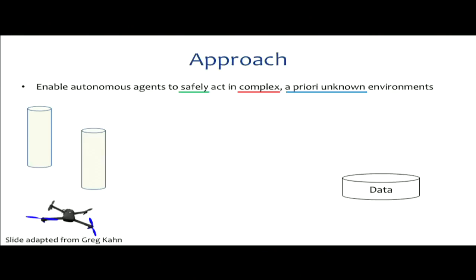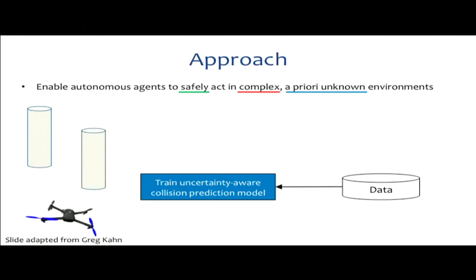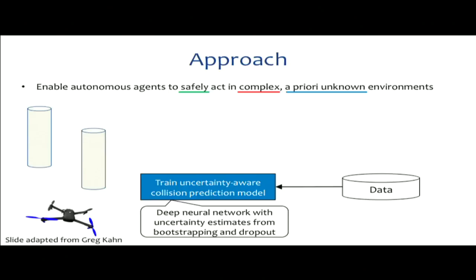So the way that this works is they have some data that was collected by the agent, and using that data, we're going to train an uncertainty-aware collision prediction model. So we're going to predict a probability of collision, and I'll talk a little bit more about this model next, but we're going to predict the probability of collision in the future, given future actions that we might take. And the way that we're going to train this model is it's going to be a deep neural network, and we're going to get uncertainty estimates using bootstrapping and dropout, which I'll talk about in a couple slides.